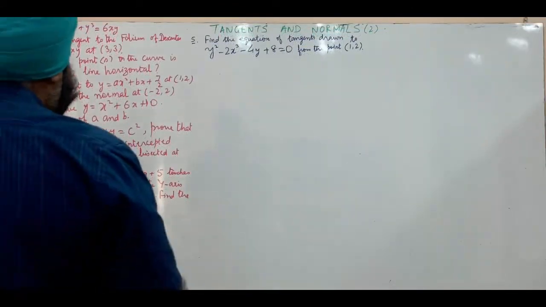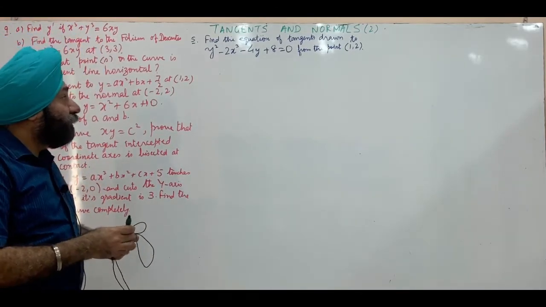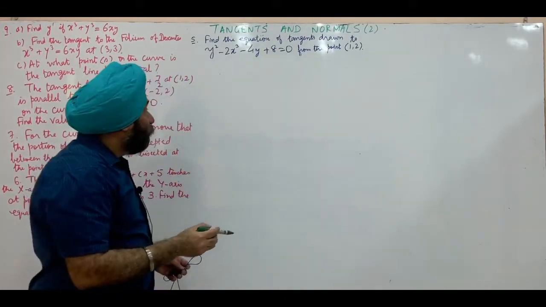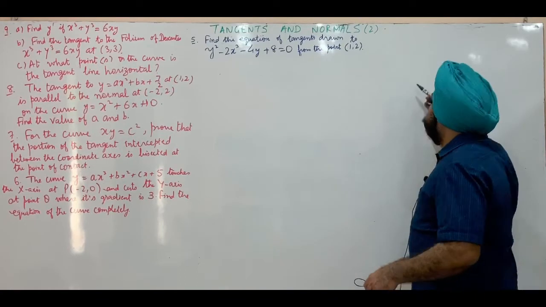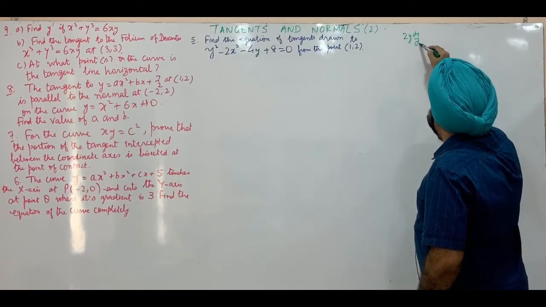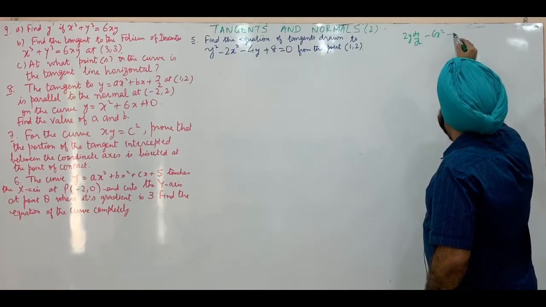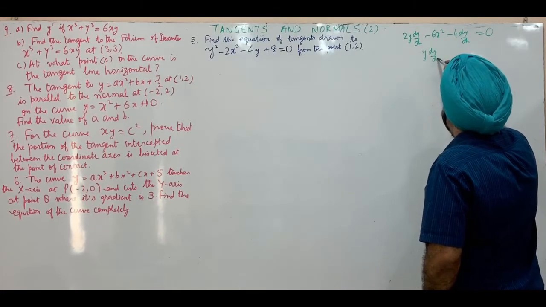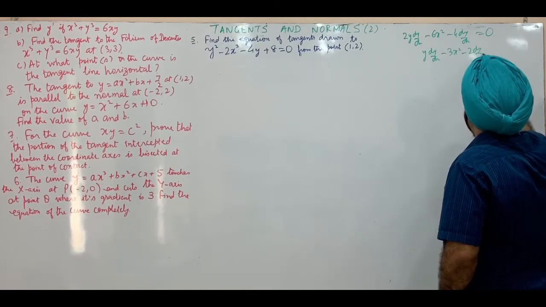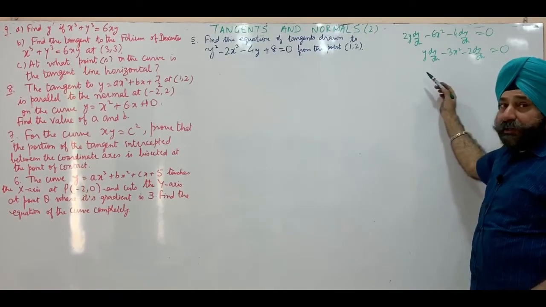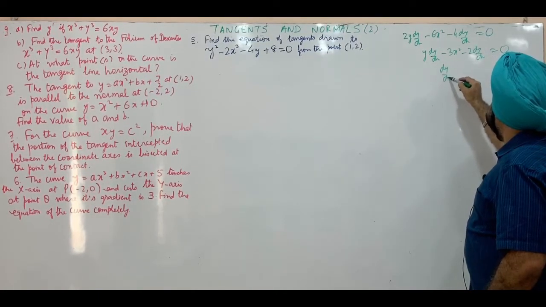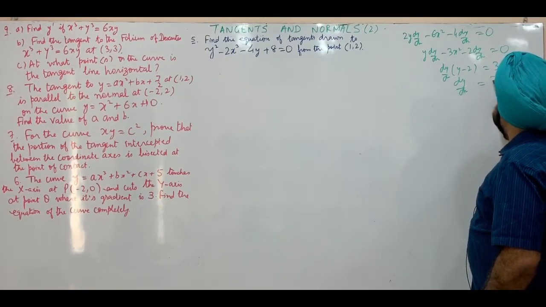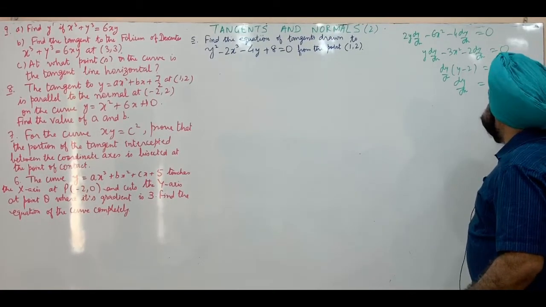So this is what. In the fifth one, we have to find equation of tangents drawn from outside point 1 comma 2 to this curve. So let us first of all differentiate. This is 2y into dy by dx minus 6x square minus 4 dy by dx, and this is 0. Y dy by dx minus 3x square minus 2 dy by dx is equal to 0. Dividing both sides by 2, then taking dy by dx common. Dy by dx is 3x square upon y minus 2.